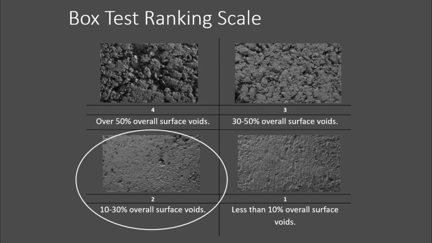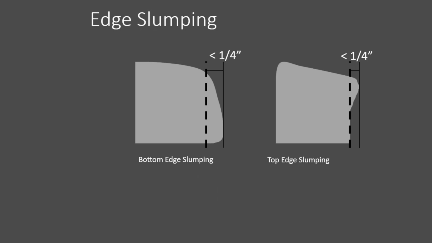So the test method has pictures in it like this. You hold them up, you look at all 4 sides, you rank all 4 sides, you average all 4 sides, and you say, is it about a 2 or so? And that gives you an idea if it's going to pave. You also can measure the edge slumping, use a straight edge. We say we went less than a 1/4 inch edge slumping.